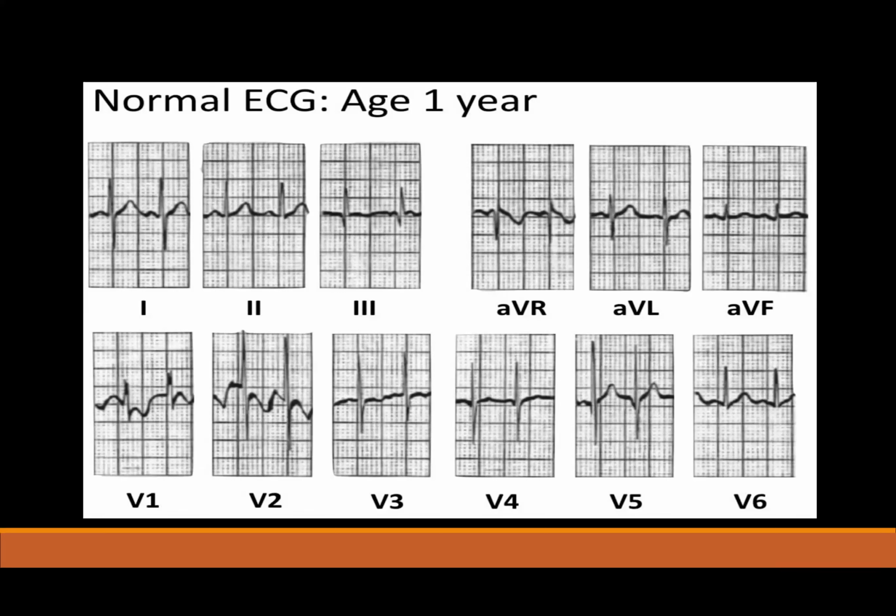This is an example of a normal ECG at age 1 year. That resembles right ventricular hypertrophy, which is normal at this age. Next.